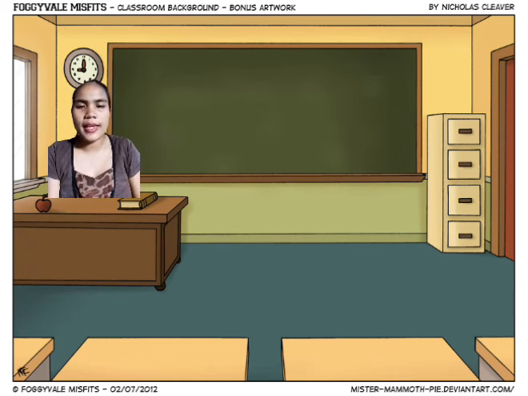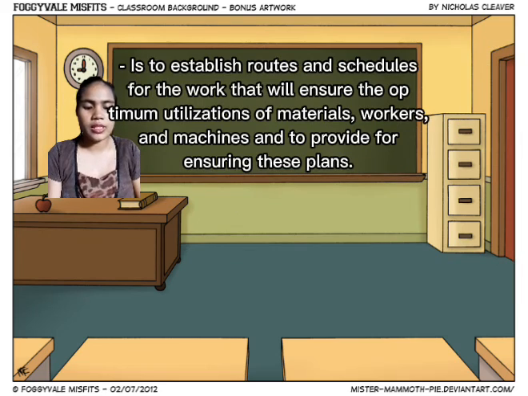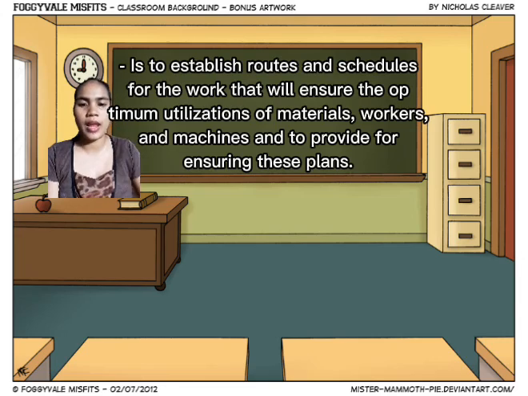Overall, the importance of the aim and objective of production planning is to establish routes and schedules for the work that will ensure the optimum utilization of materials, workers, and machines, and to provide the means for ensuring the operation of the plant in accordance with these plans.